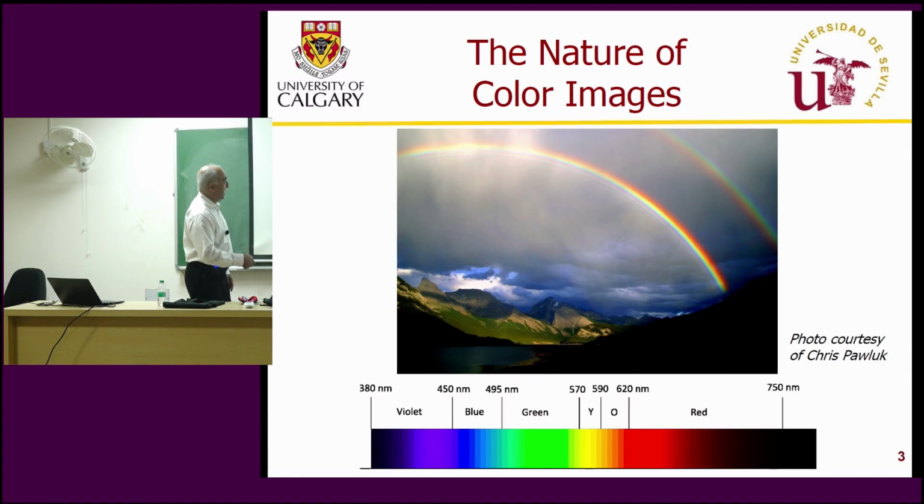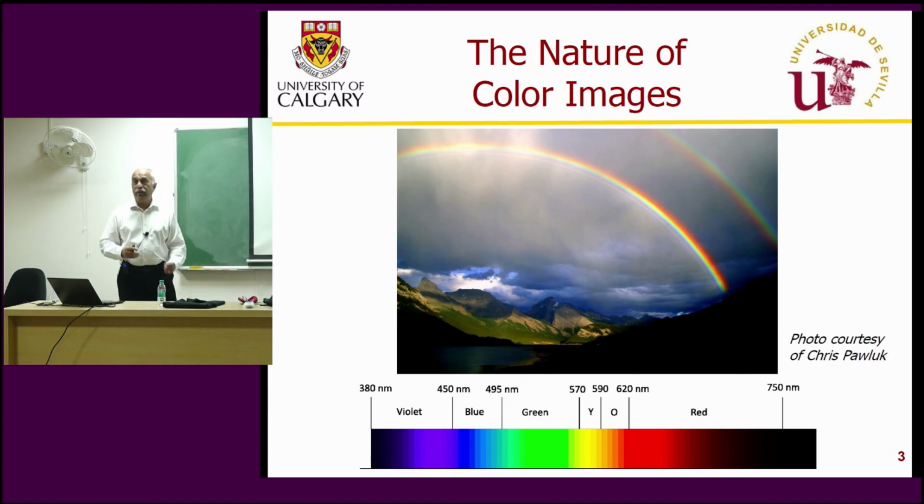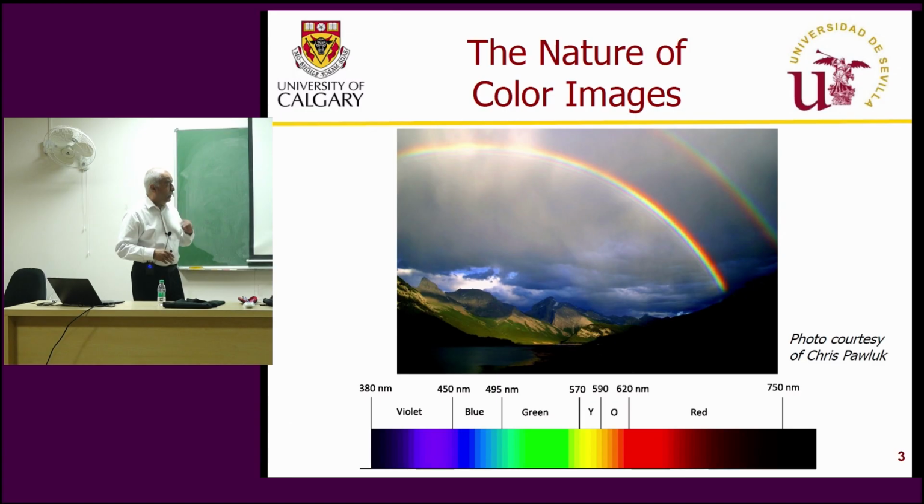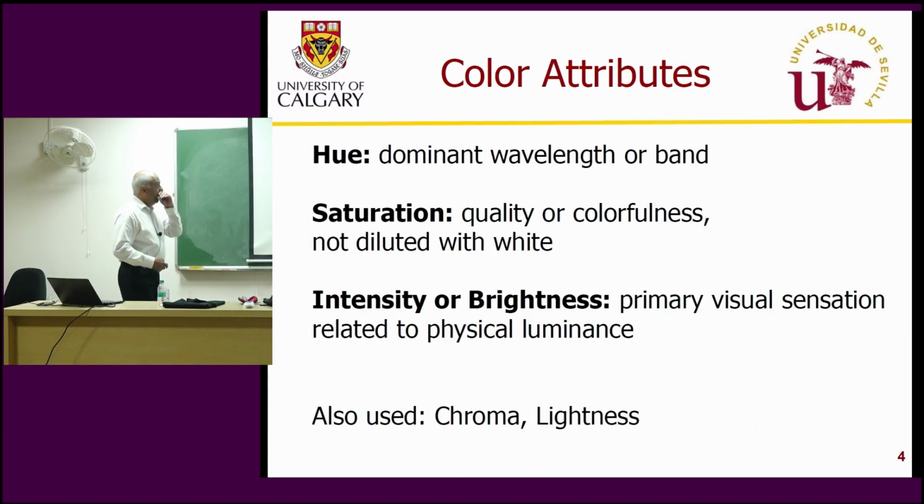So it depends upon the biological system, and there could be some variations between people in the sensitivity and reception of this range. But it's a very narrow range compared to the total range, going from low frequency radio waves to very high frequency, going beyond ultraviolet into cosmic rays. We're not sensitive to those. What are the important color attributes? The most important is hue, that is the dominant wavelength or band in the spectrum. So we're not talking about one frequency, but a band.